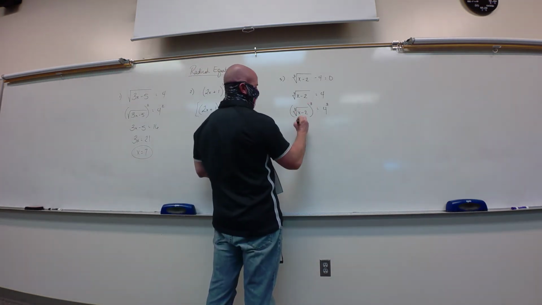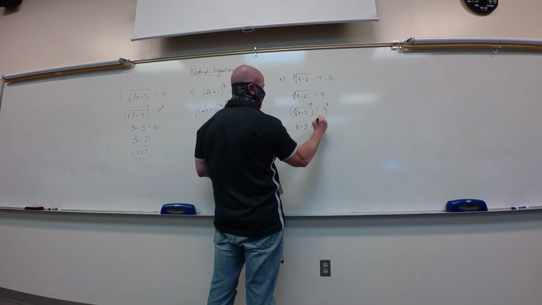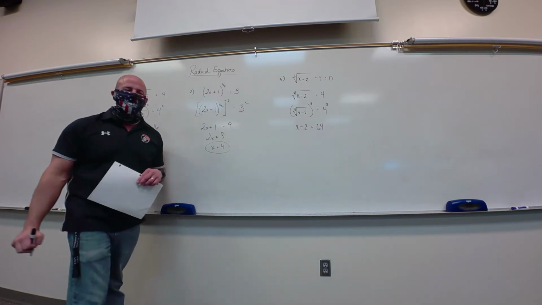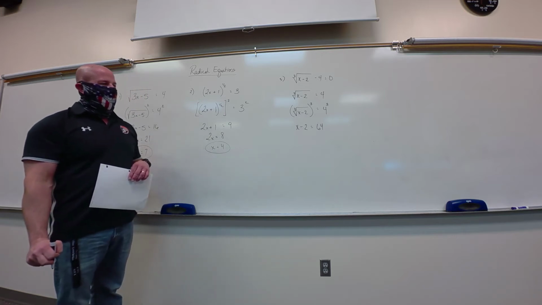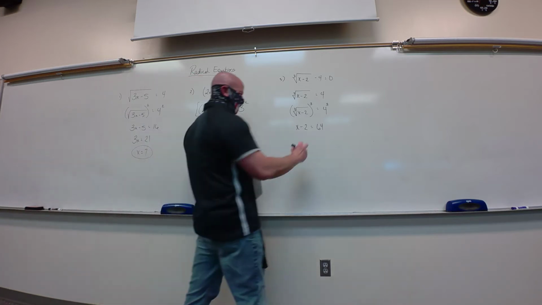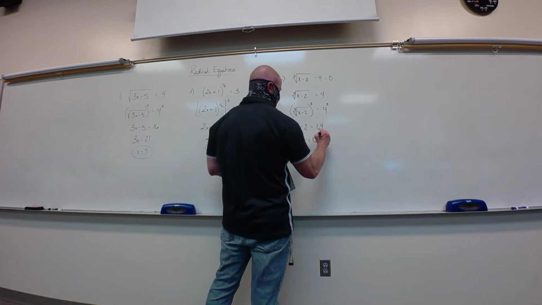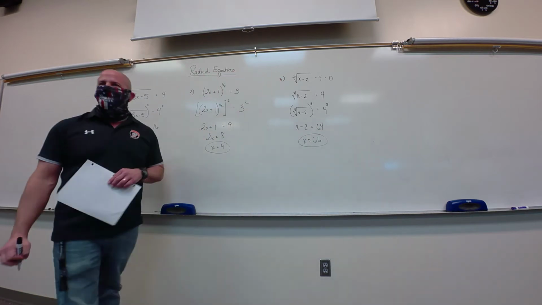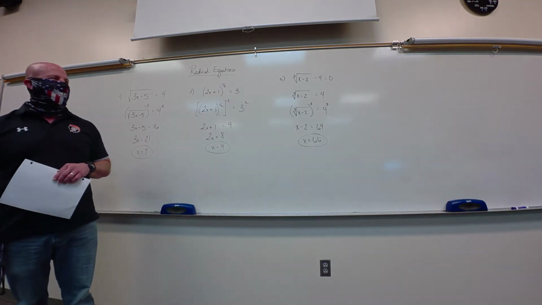So these two will cancel. Gives me x minus 2. 4 cubed is 64. And then add my 2, I get 68. No, I don't. I get 66. That's 68. 64 plus 2, 66.